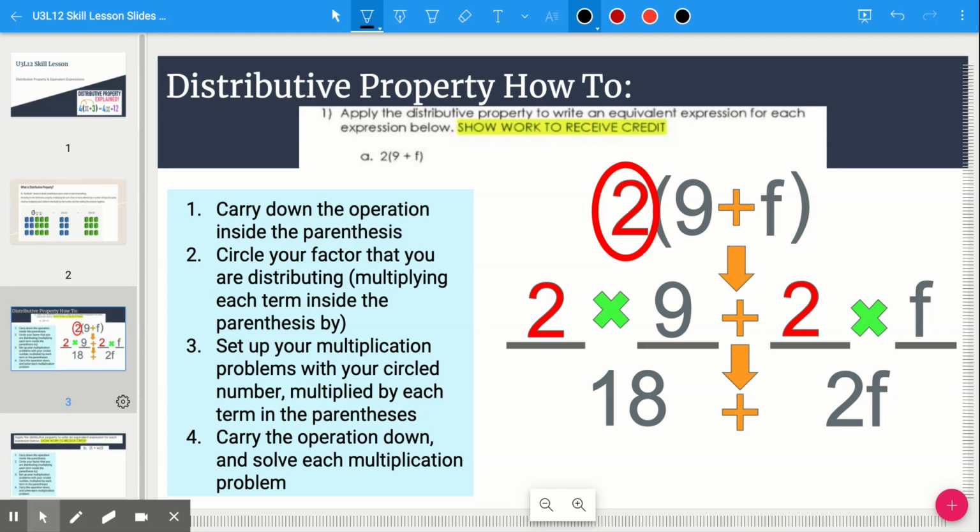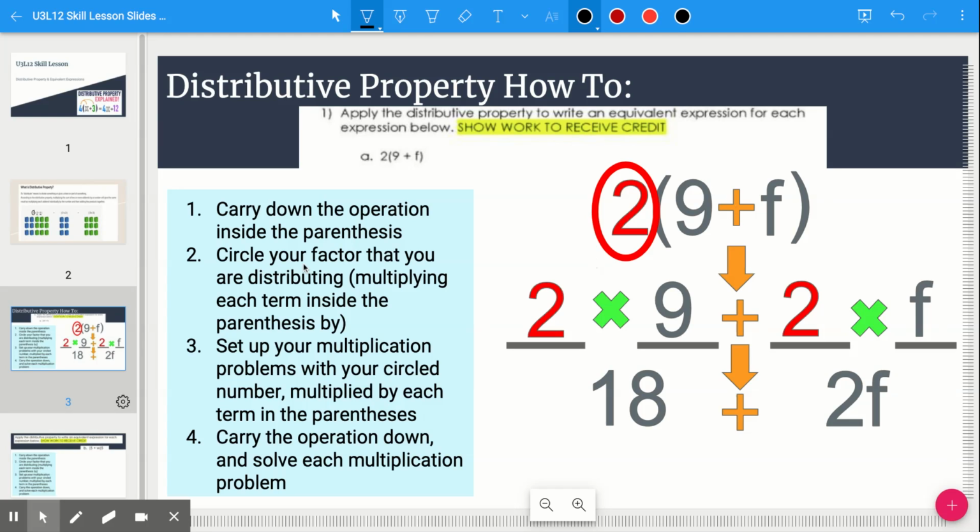Okay, distributive property how-to. So I took an example problem from the independent practice to go over as well. The problem asks us to apply the distributive property to write an equivalent expression for each expression below. So our expression is 2 parentheses 9 plus f. Here are our steps. First thing, carry down the operation inside the parentheses. I have an addition sign here, so I'm going to carry it down.